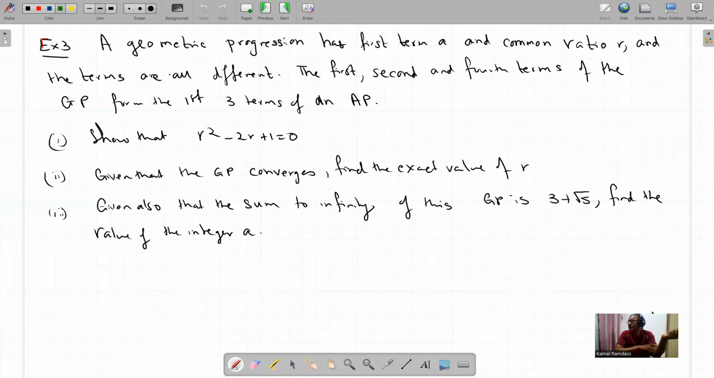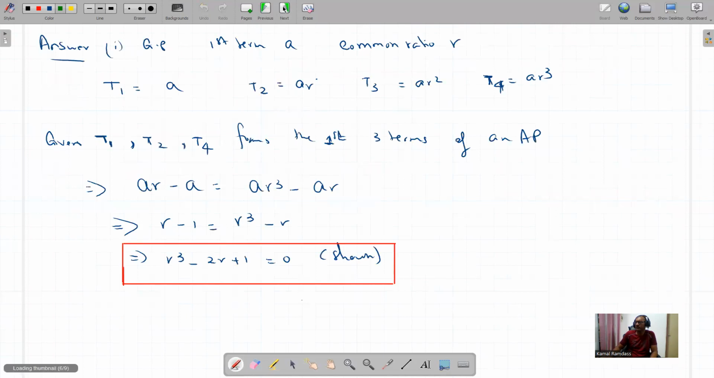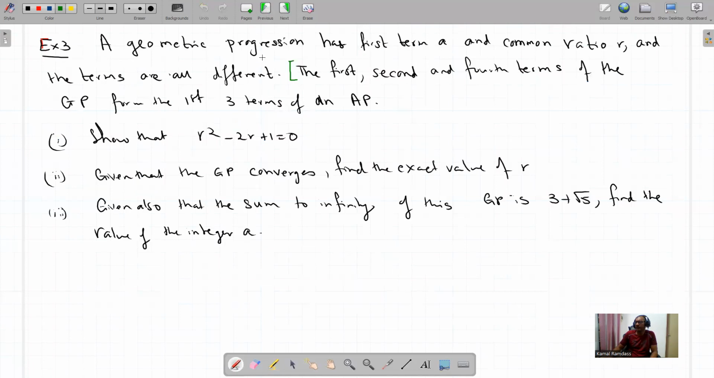The first, second, and fourth terms of the geometric progression form the first three terms of an arithmetic progression. That is important. Show that R cubed minus 2R plus 1 is equal to 0. Careful, it is R cubed, not R squared, as in my corrected version.